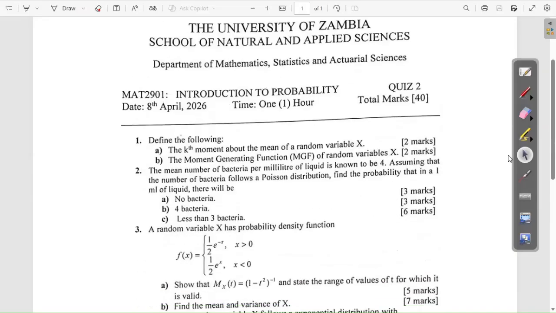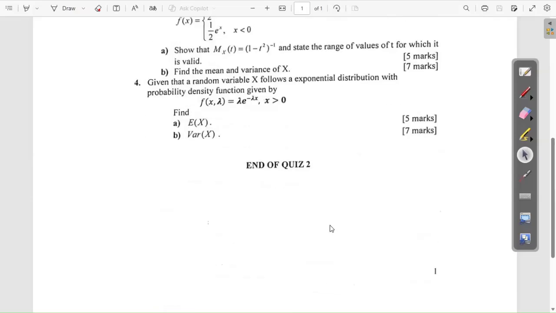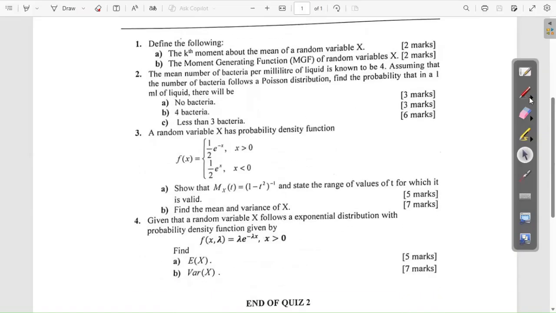Today we'll be looking at quiz 2 questions, and this is an introduction to probability. If you are watching this video, then you are lucky because you are going to enjoy the video and actually understand all the concepts here with my explanations. This quiz only has 4 questions and we are going to solve all of them step by step. To begin, let's first look at question 2.